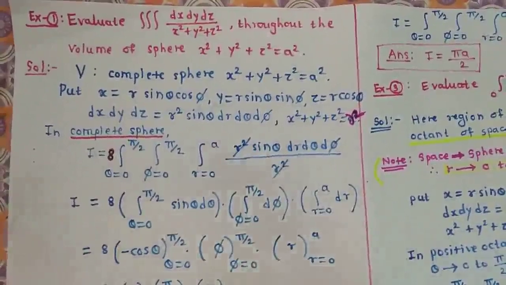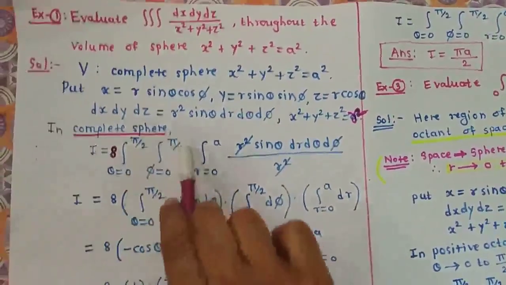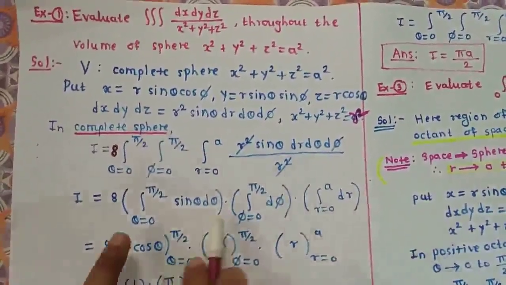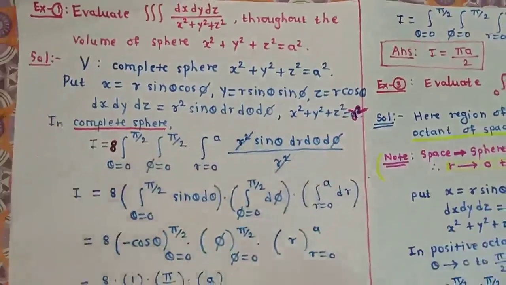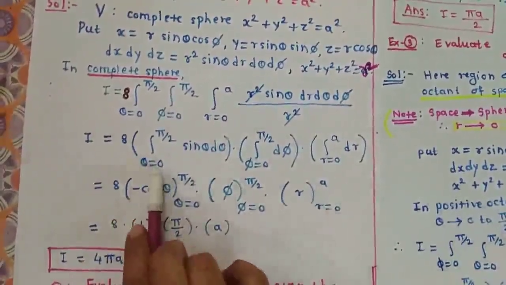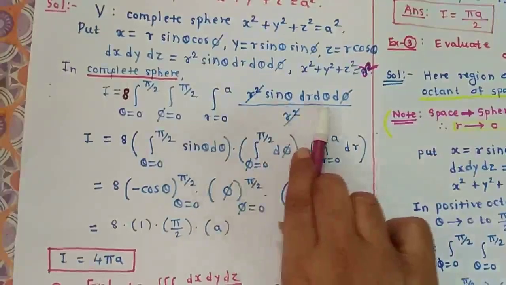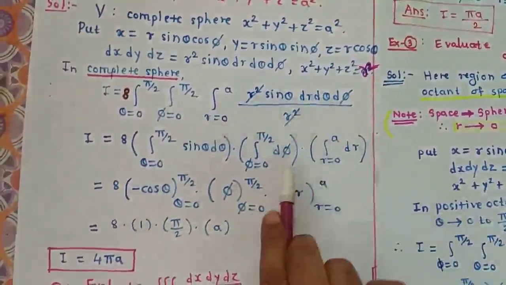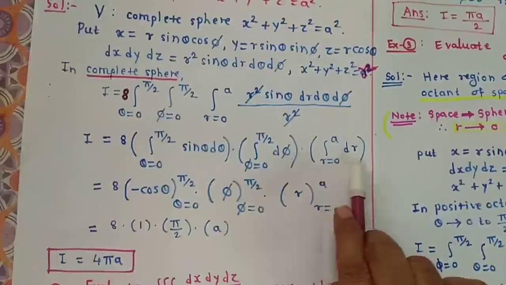Now if you observe here, all variables are independent and all limits are constant. So here we separate all the integrations. Okay, so we separate the integration of theta, phi and r. So I equals 8 times the integration. Here we take the terms of theta, which is only sin theta d theta. Then we take the terms of phi, which is only d phi. Now the terms of r, that is only dr.